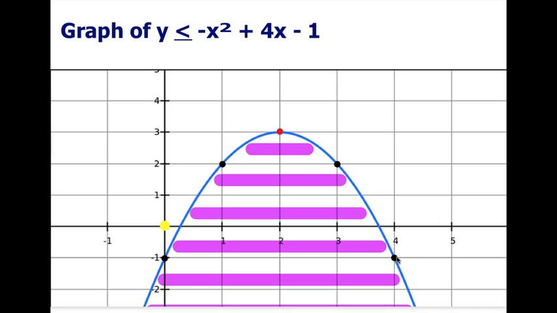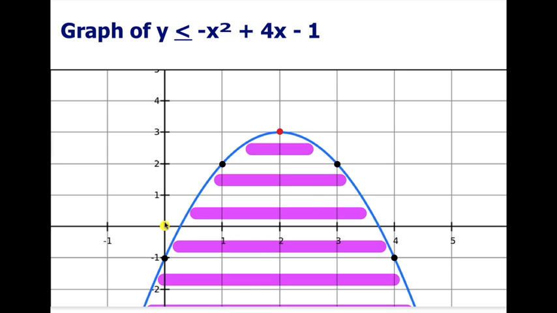So these are the 5 ordered pairs that we found from our chart. And again, because our inequality is less than or equal to, we're going to connect all 5 of those ordered pairs with a solid line. So now let's determine the shading.